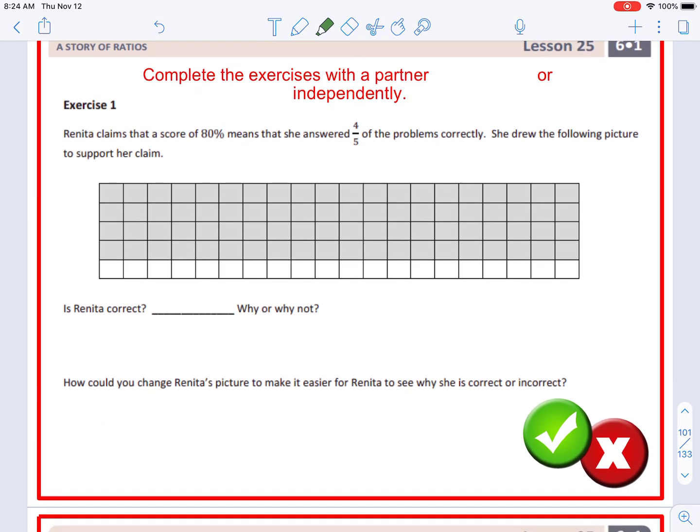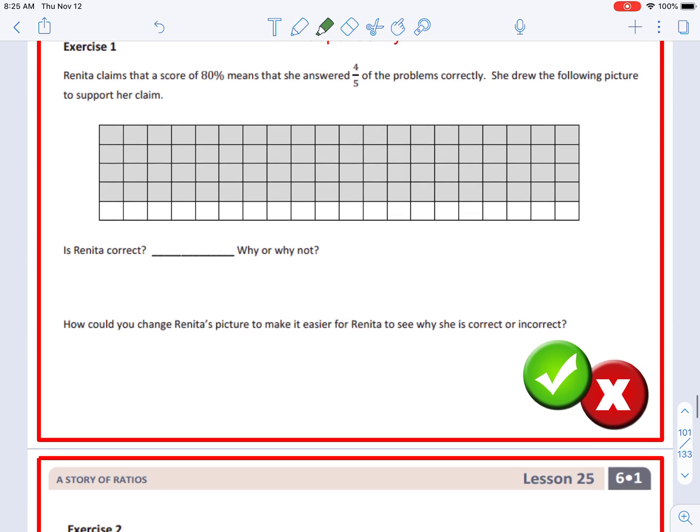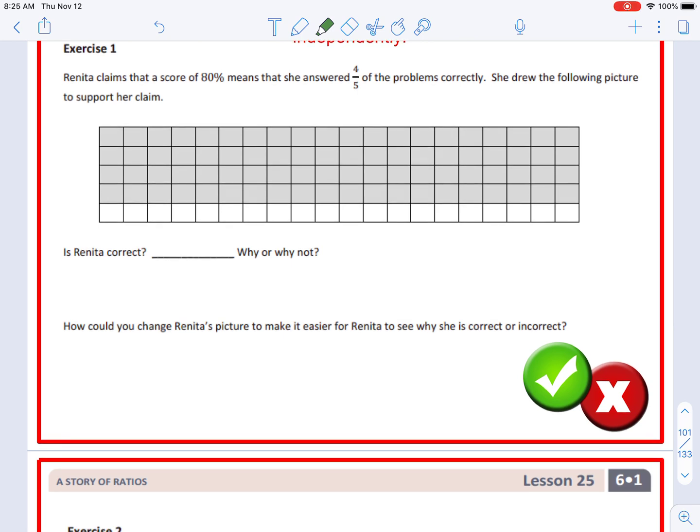Complete the exercise with a partner or independently. Renita claims that a score of 80% means that she answered 4/5 of the problems correctly. She drew the following picture to support her claim. So she has 4 rows highlighted out of 5. There are 20 in each row. So that's 80 over 100.